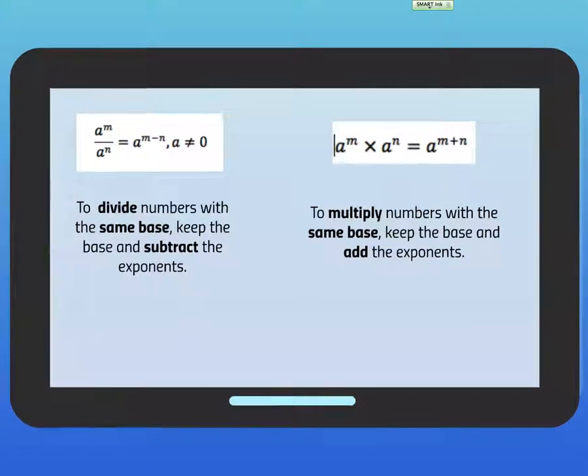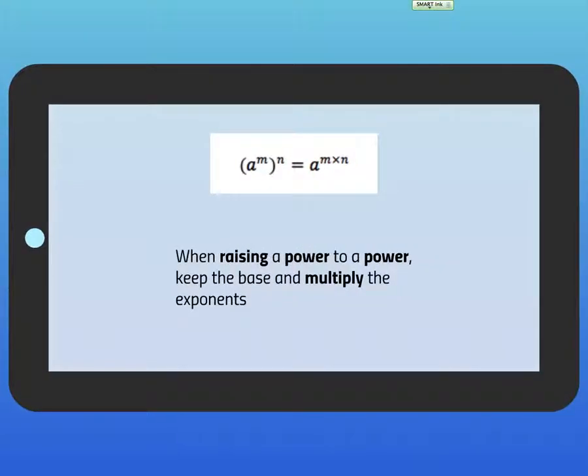So next up is power to a power. When raising a power to a power, you keep the base and you multiply those exponents. As we can see, we've got a to the m power, all of that raised to the nth power, so we multiply m times n to get a new exponent.